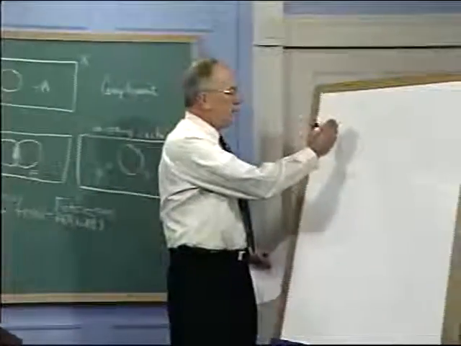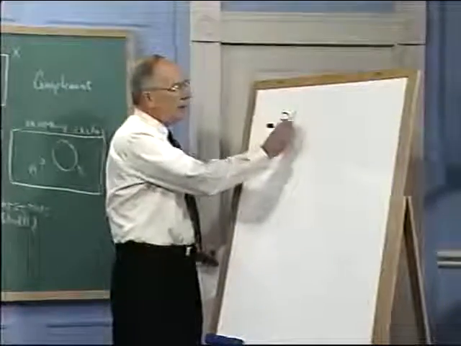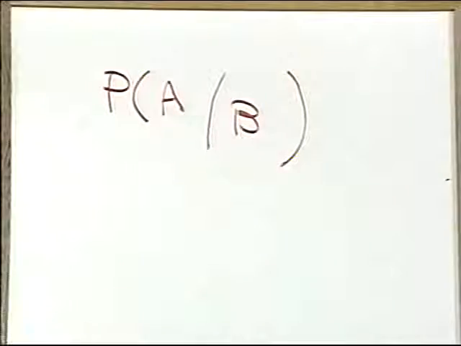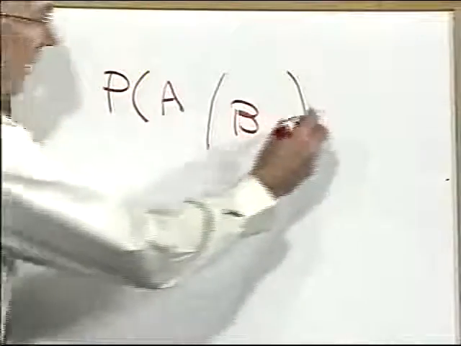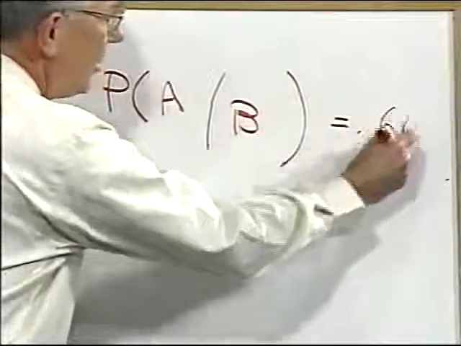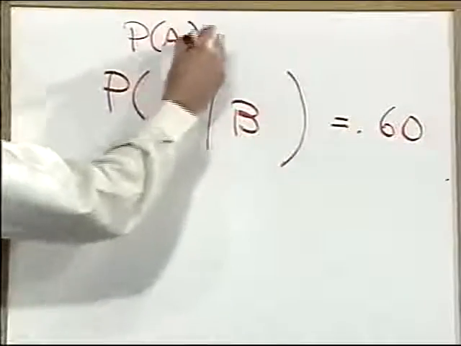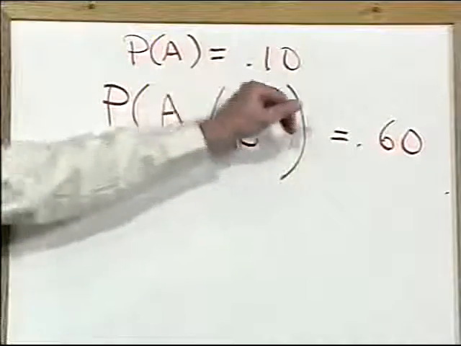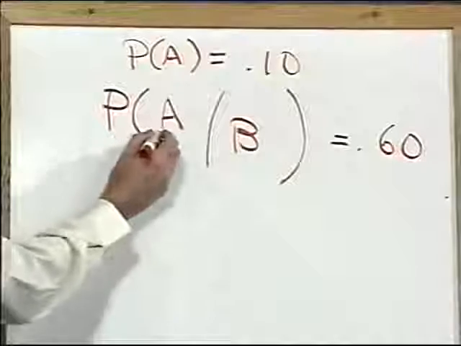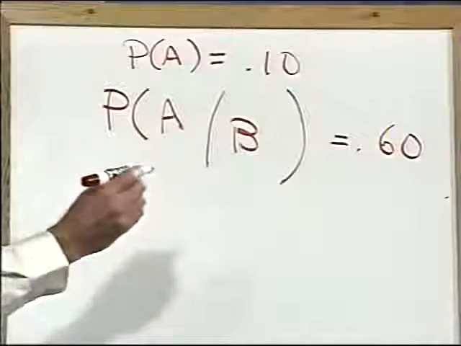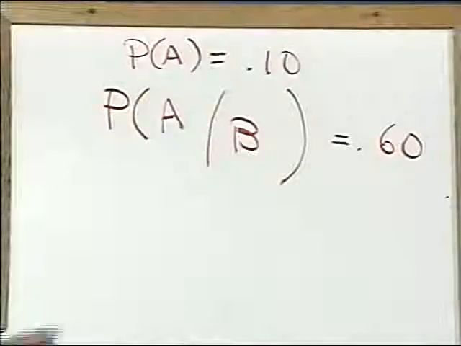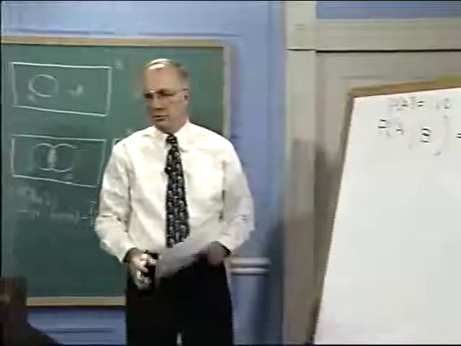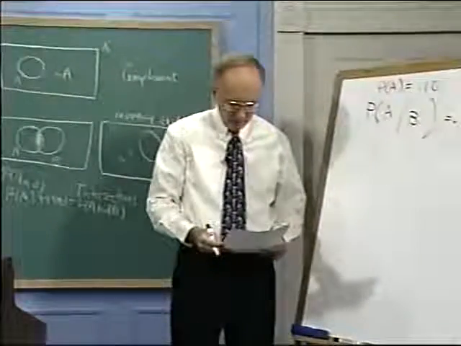And what we do is the following. If I write the probability of A given B, and in the case I illustrated, this would be 0.60. The probability of A might be 0.10. The probability of the Celtics beating the Chicago Bulls at home might be 10%. But the probability of the Celtics beating the Bulls at home, given that they're leading at halftime, that another event has occurred, might jump up to 60%. This is an example of conditional probability.